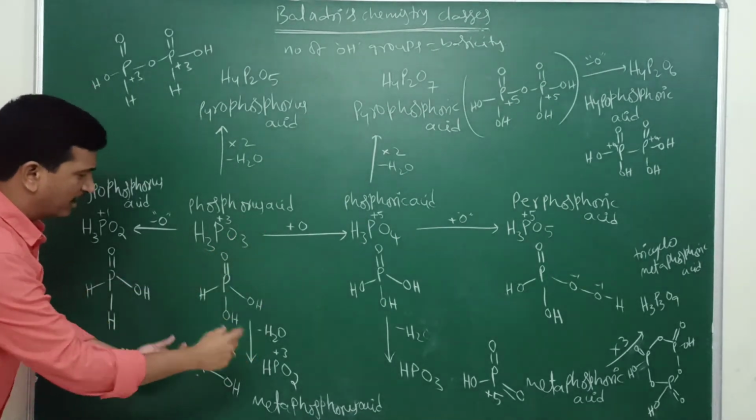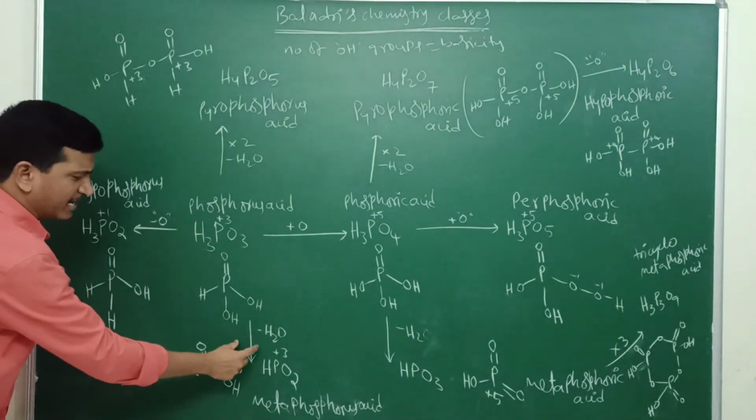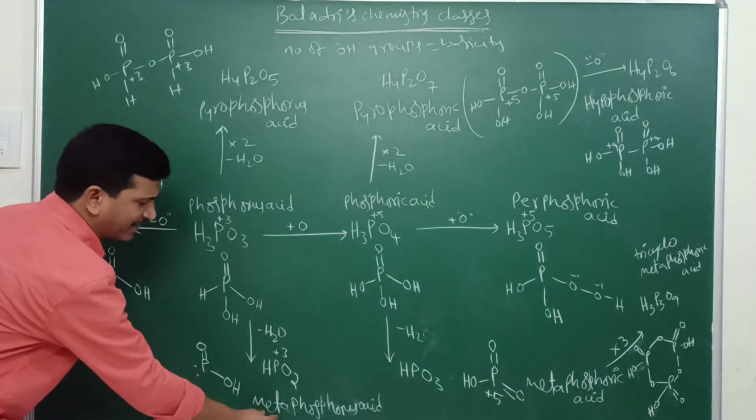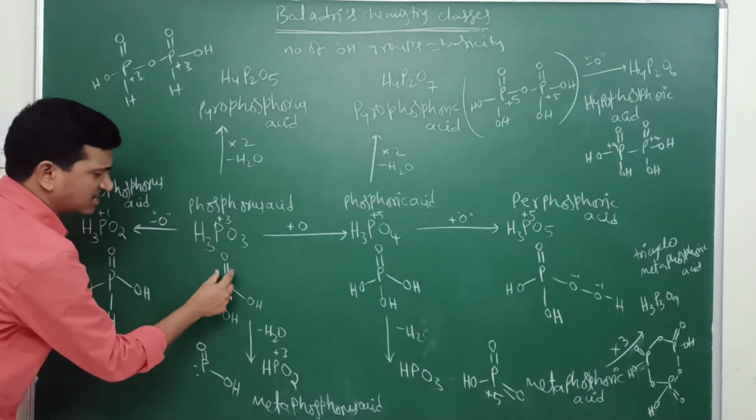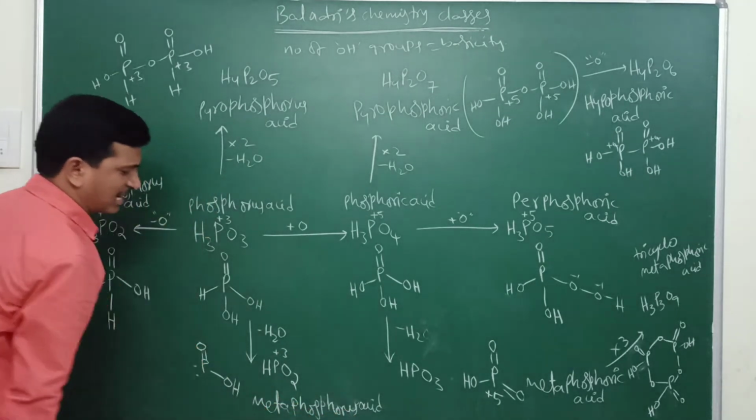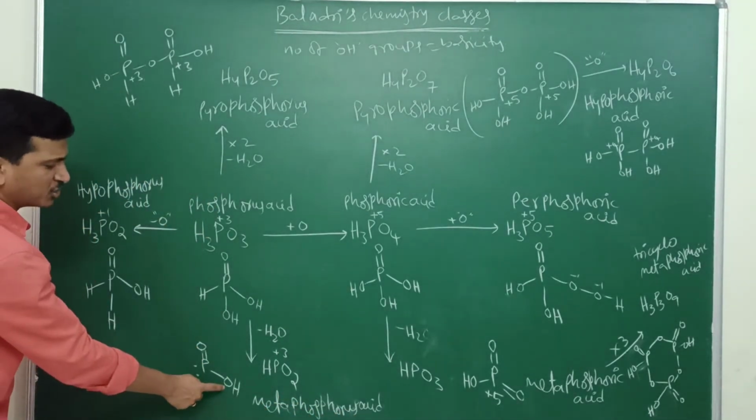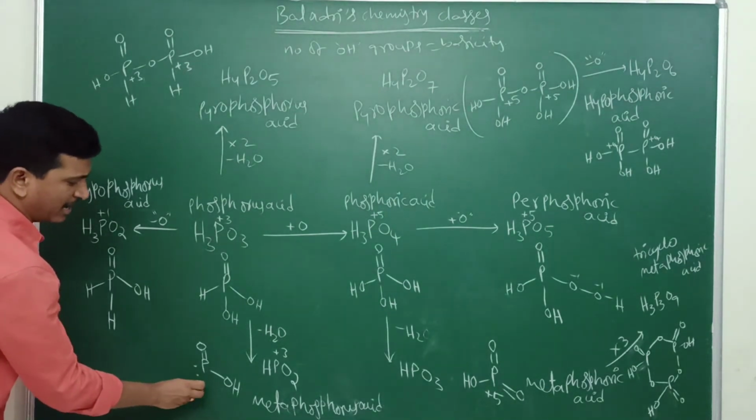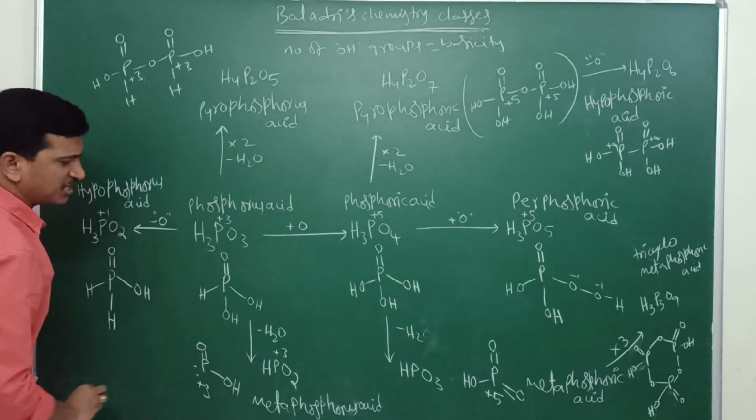Now come to here. From phosphorus acid I removed water. If you directly remove water, the obtained acid is called meta acid. So from phosphorus acid, if you remove water, the obtained acid is called what? Metaphosphorus acid. It has only 1 OH group. The basicity of metaphosphorus acid is 1. Oxidation number is +3.